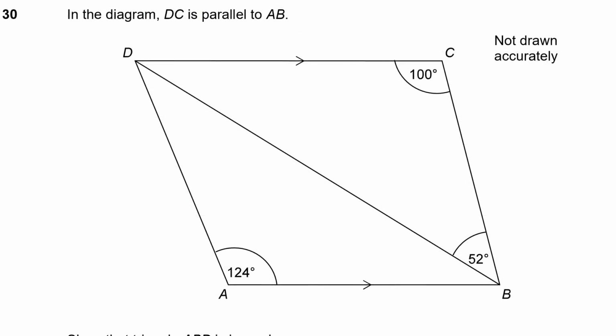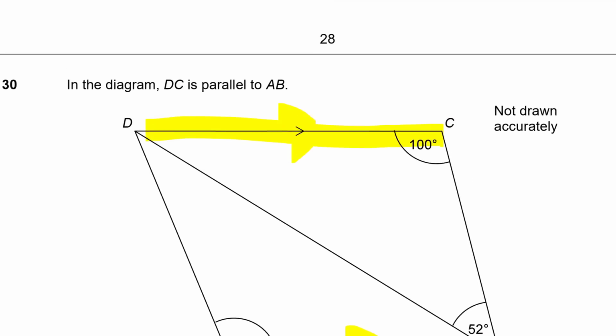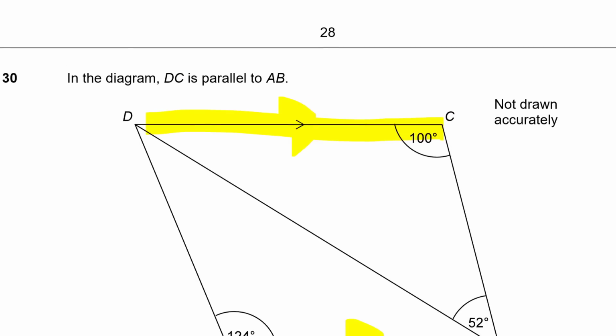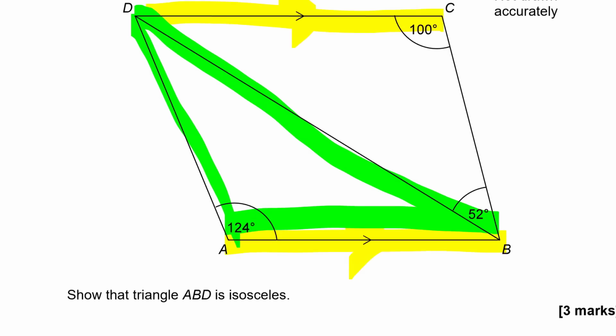In the diagram, DC is parallel to AB. So DC is this line here, AB is this line here, and you can see that they are parallel. Okay, so I've got a pair of parallel lines. It's not a parallelogram. Looks a bit like one, but those other two lines are not parallel. Now it asks me here to show that the triangle ABD is isosceles. So where's ABD? ABD is this triangle here. That's the triangle I'm looking for. And I need to show that it's isosceles.